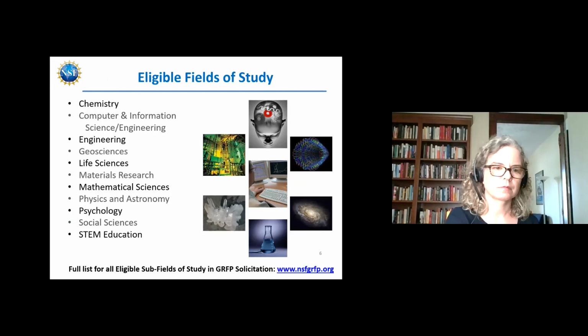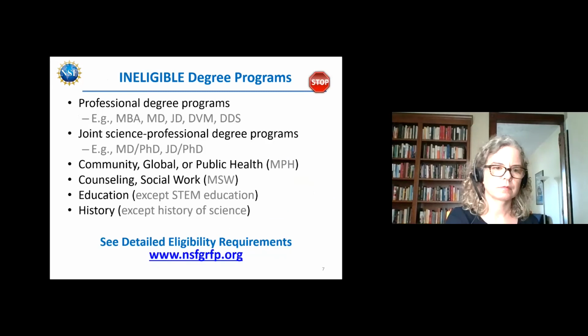These are our eligible fields of study. They are mirror fields of study to NSF, from chemistry to STEM education. There are some subfields listed on that website, nsfgrfp.org, if you want to know what the subfields are. Ineligible degree programs are professional degree programs such as MBA programs or DDS programs. Also joint degree programs, so no MD/PhD. No MPH degrees, so no community or public health, no counseling, social work, and no education except, as I said before, in STEM education. And also no history except as the history of science.